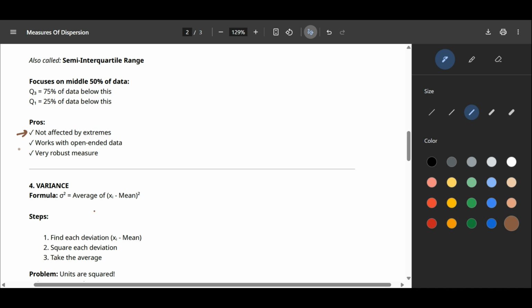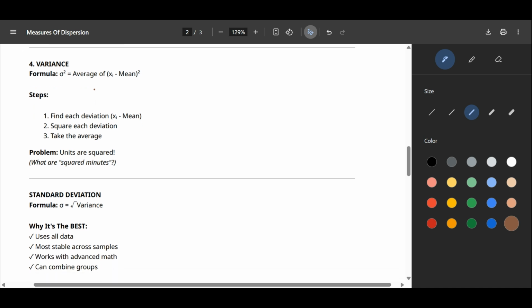And next, because of this, it can be calculated even for frequency distributions with open end classes. So if your data has some wild, unpredictable values, quartile deviation is your go to stable friend.